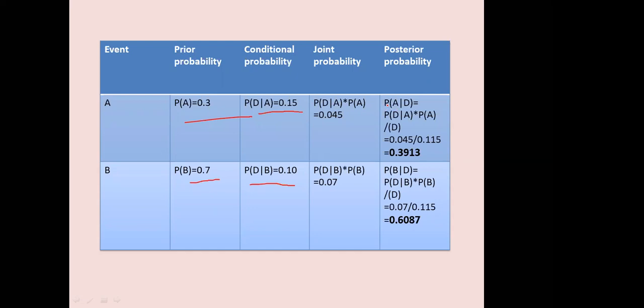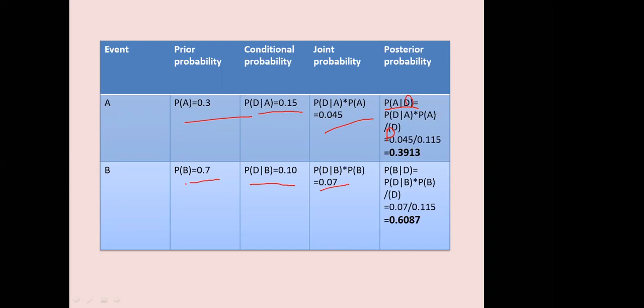For that purpose we use the Bayes theorem. The probability that the defective item was supplied by supplier A is the conditional probability divided by the probability that the item is defective. The probability that the item is defective is nothing but the addition of these two probabilities, 0.15 and 0.07, that is, the probability that the material is defective.